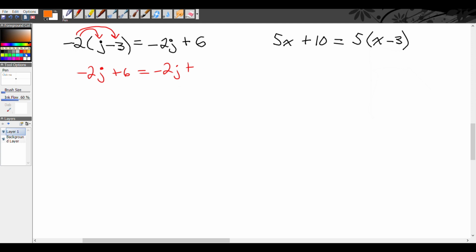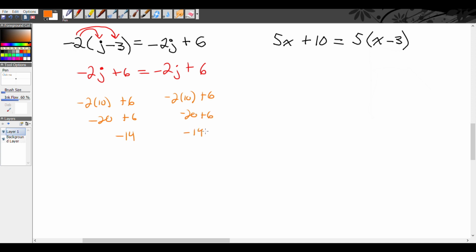Here's my 6. If I choose 10, well, negative 2 times 10 is negative 20, and negative 20 plus 6 is negative 14. The same exact thing would happen on this side. Okay?